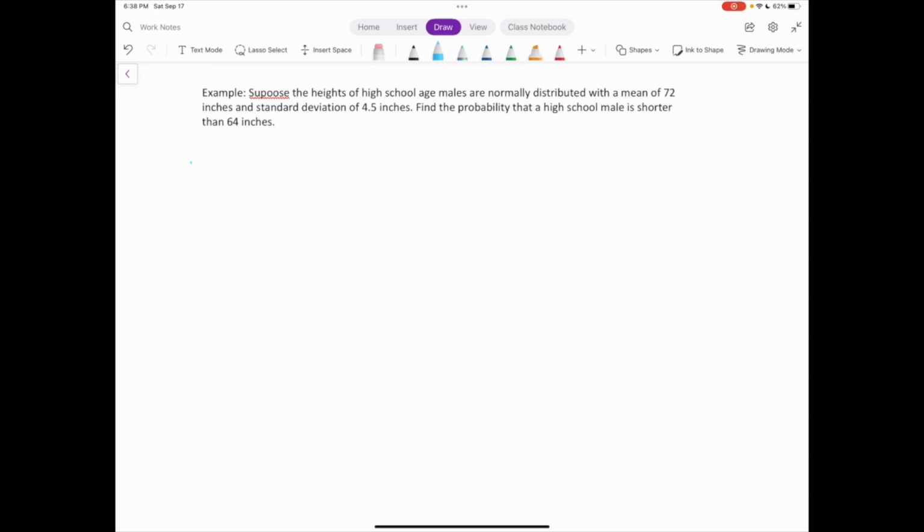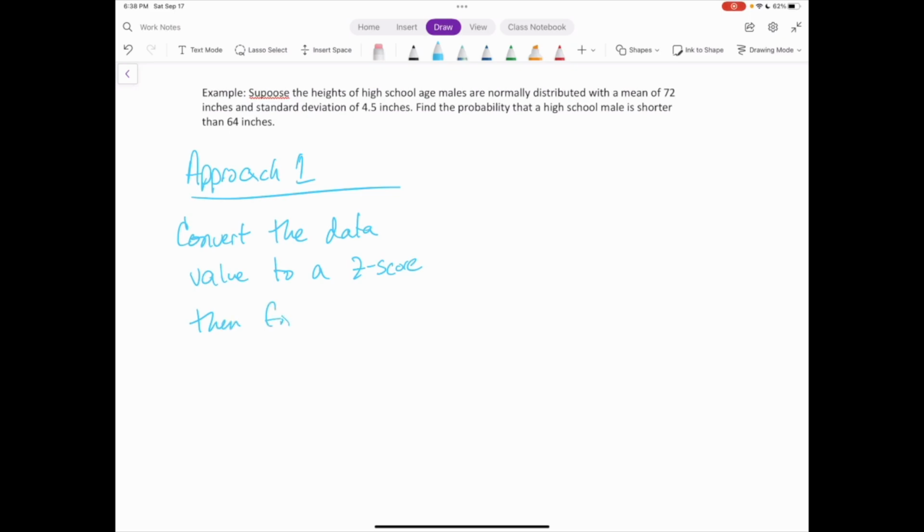There's two approaches. Approach one says convert the data value to a Z-score. Then find the probability. All right, so check out the last video on how we can calculate Z-scores. Approach two is quicker. Approach two says, don't worry about the Z-score. Just go ahead and type in your information into the StatCrunch.